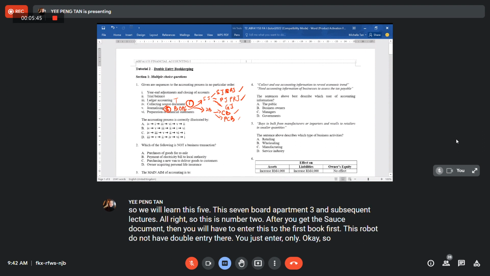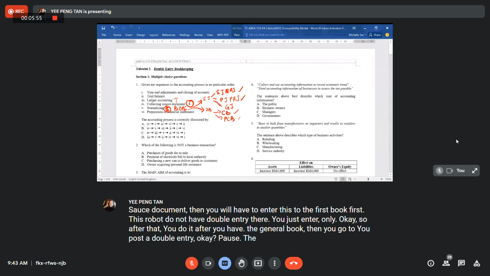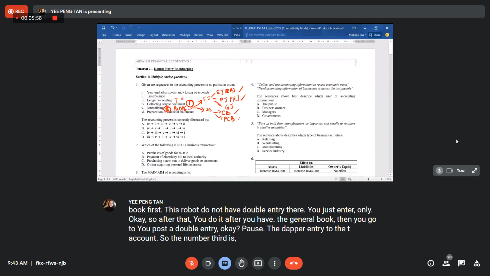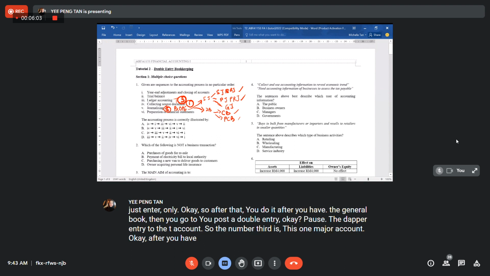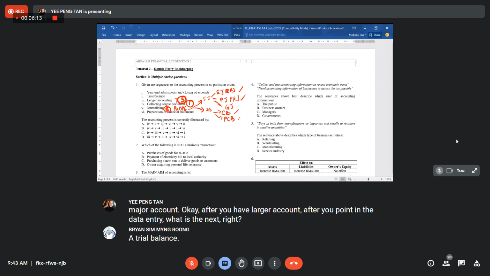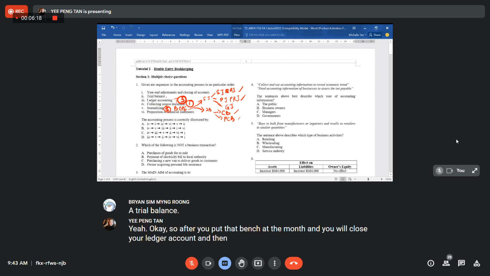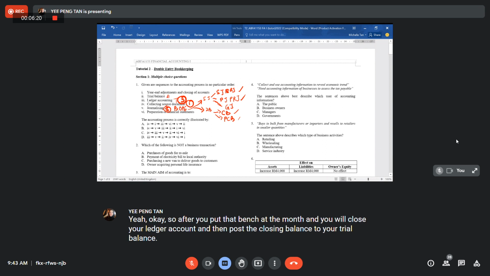Okay. So after that, you do what? After you have the journal book, then you post a double entry. Okay, post a double entry through the T account. So the number 3 is this one, ledger account. After you have the ledger account, after you post the double entry, what is the next, Ryan? Trial balance. Yeah, okay. So after you put the double entry, at the month end you will close your ledger account and then post the closing balance to your trial balance. So this is the 4th one.